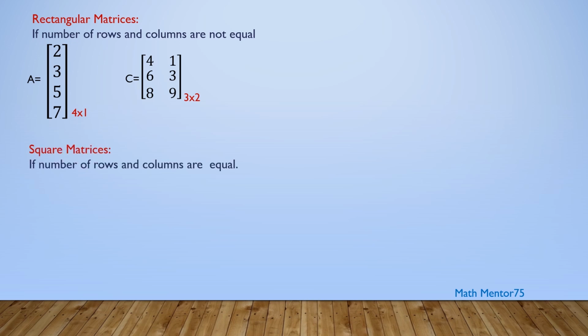Square matrix, as is obvious from its name, if the rows and columns are equal, then it is a square matrix. For instance, matrix A is a square matrix because rows and columns both are 2. Matrix F is also a square matrix because it has 3 rows, 3 columns.